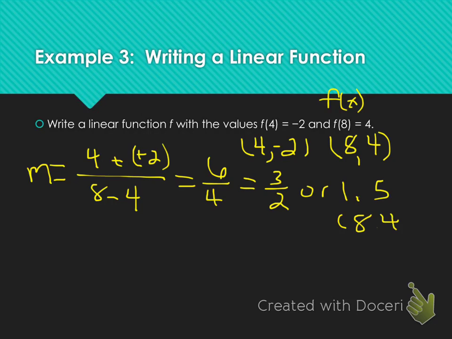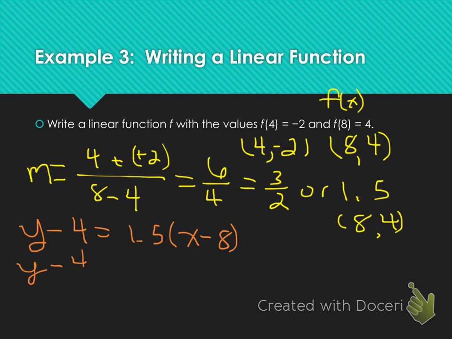That's 8.4. Make sure you can read that. To write it in our point slope form, we're going to have y minus y1 equals my slope, which is 1.5, times the quantity x minus my x1, which is 8. I can go ahead and distribute and simplify to get it put into slope-intercept form, because that's the easiest way for us to be able to graph.